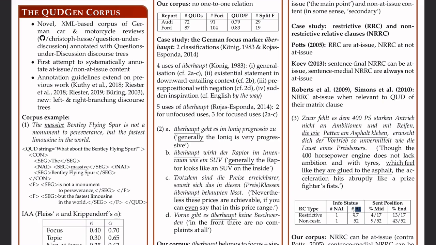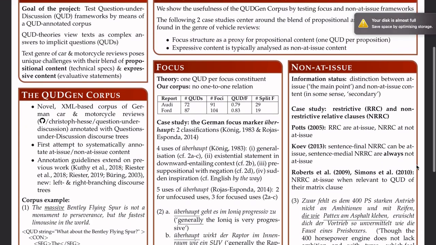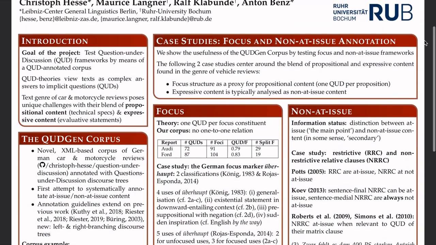See in the table the ratio of not at issue to at issue is 1 to 17 and 1 to 52 respectively. Thirdly, while at-issue non-restrictives have a tendency to appear sentence final, 43 out of 52 times, sentence medial non-restrictives are not, as the grammatical view predicts, always not at issue. Sentence medial non-restrictive relative clauses can be at issue, contra Koev's position. So it doesn't seem to be about sentential position either. Rather, our corpus data is mostly in line with Roberts, Simons, and colleagues. So these are two areas, focus structure and the at-issue, not-at-issue distinction, where we think the QUD corpus can give new insight and draw out theoretical distinctions.